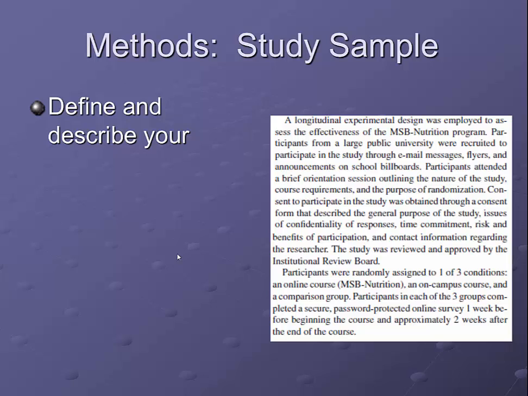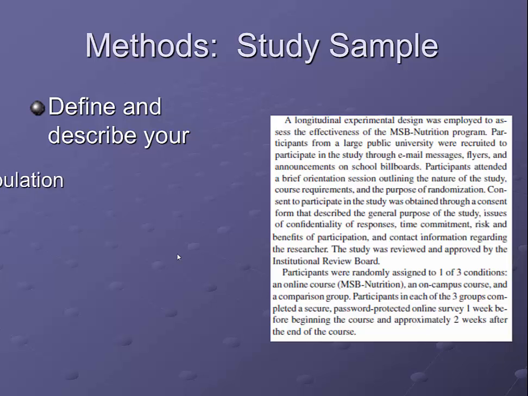Your method section should first begin with a description of your sample. How did you recruit them? What was your sampling technique? Did you use a random sample, a convenient sample, cluster sampling? How did you sample them from the population?